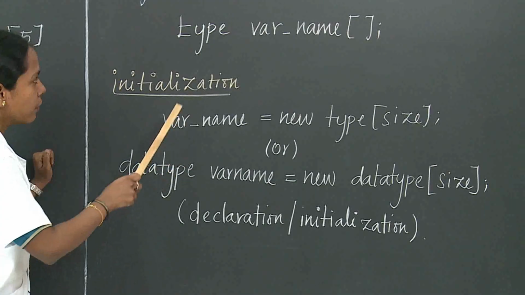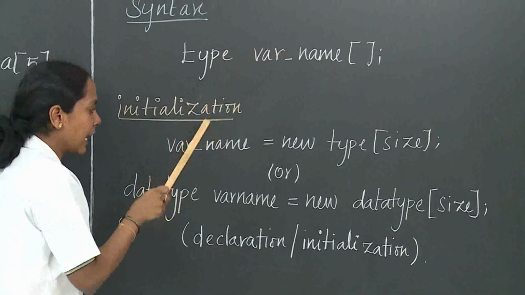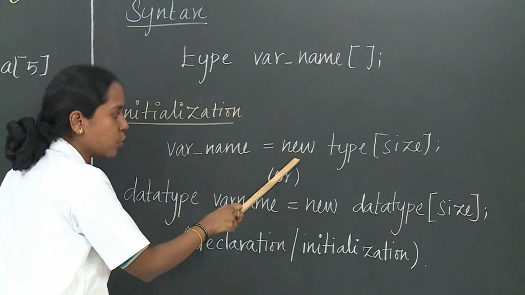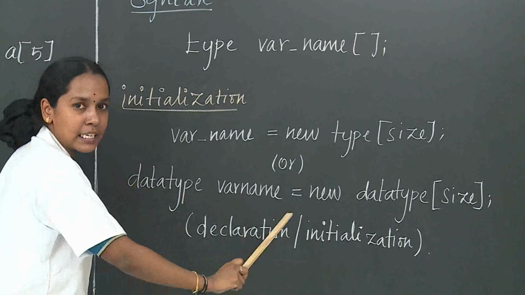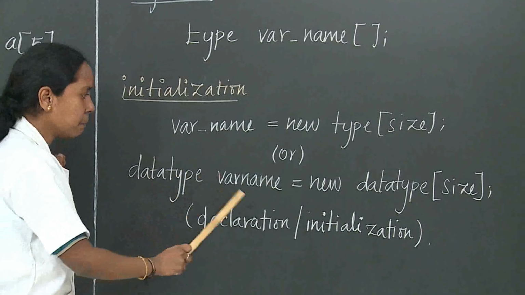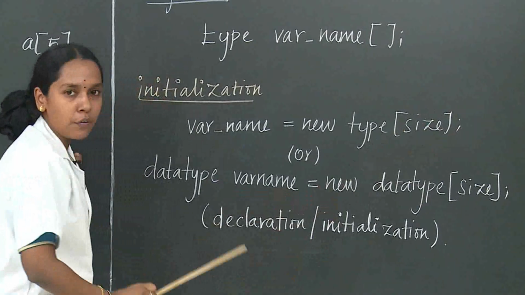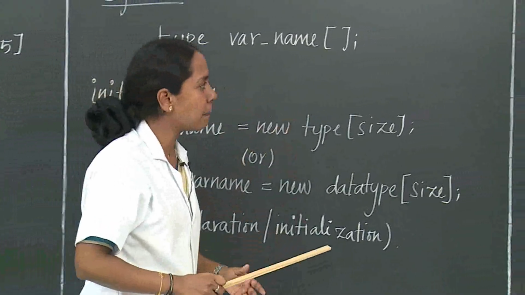Type. So first I have to mention the type, variable name, and then I have to initialize: variable name equal to new data type. These are two processes, or we can initialize and declare in the same line, that is, data type variable name equal to new data type and then size of array. This is array declaration and then initialization. Here is the example of array.